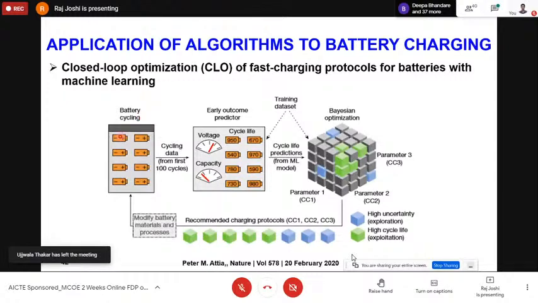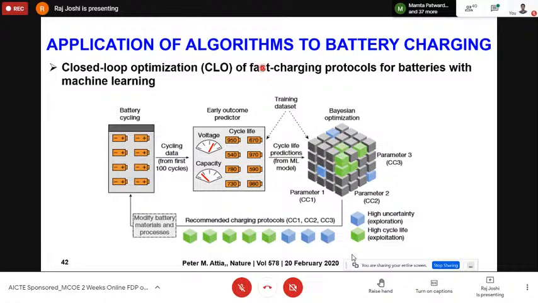Battery charging is used so that you can cycle the battery, charging and discharging. You can take the data from the first 100 cycles, based on their voltage levels and the capacity, how much charge is left over, and you can predict the cycle time of that battery. You can use this data as a training data set using this Bayesian optimization algorithm.